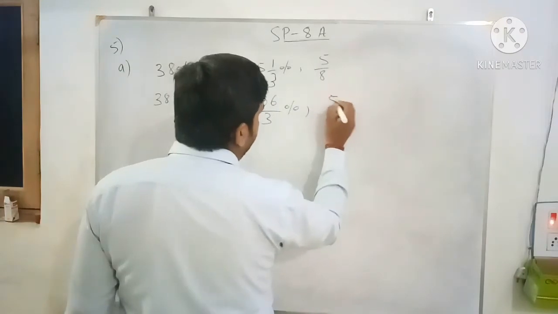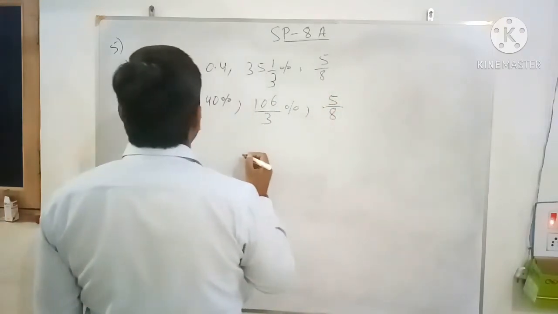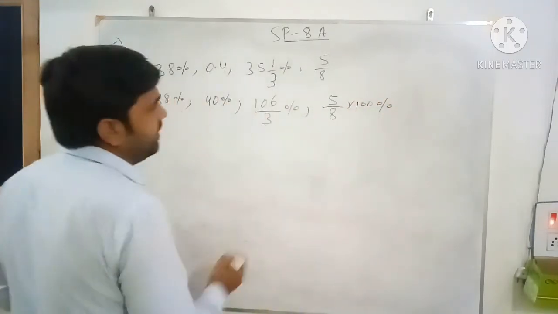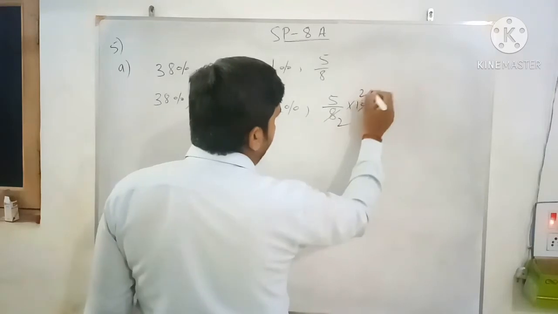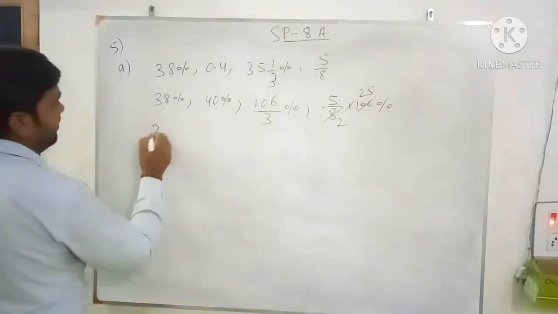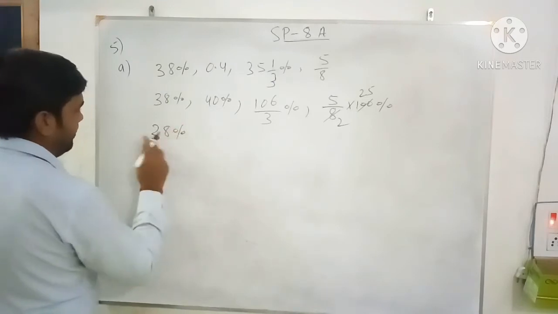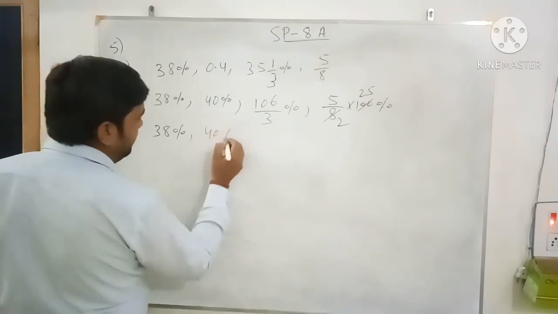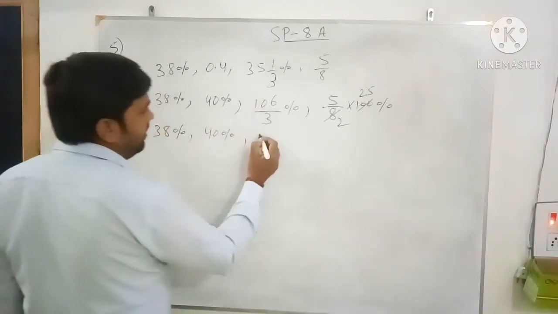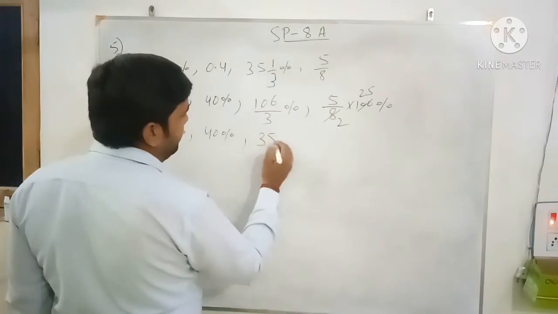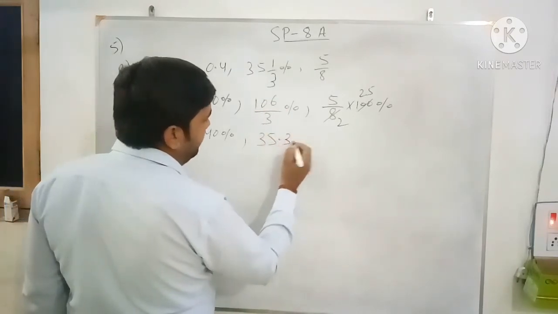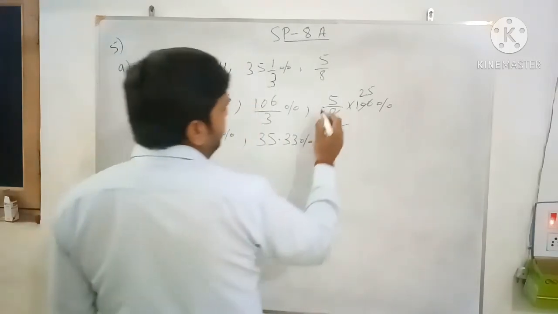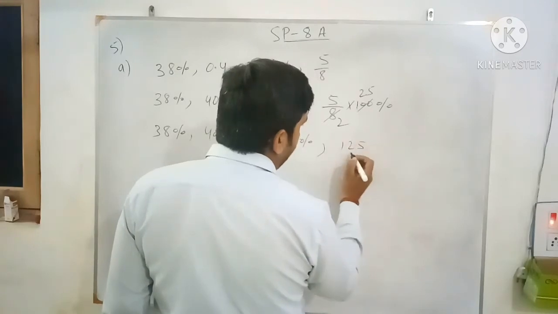Now next is 5/8. How do we convert this into the percentage? By multiplying by 100, we get the percentage. So 4 2s are 8, 4 25s are 100. Now see here 38%, 40%, 35.33%. Here you see 25 5s are 125 by 2%.